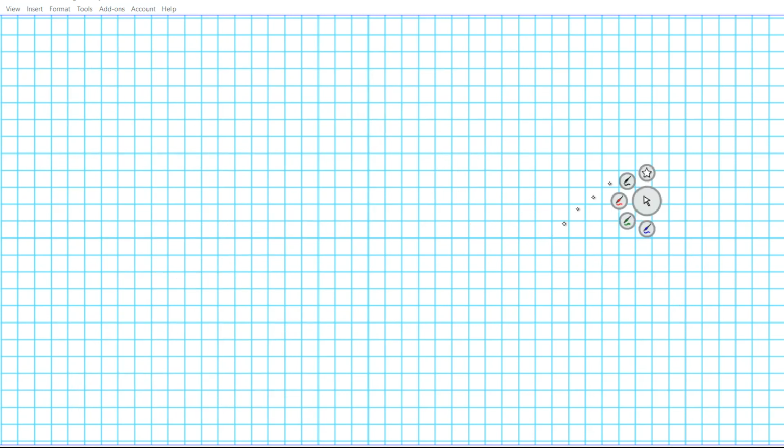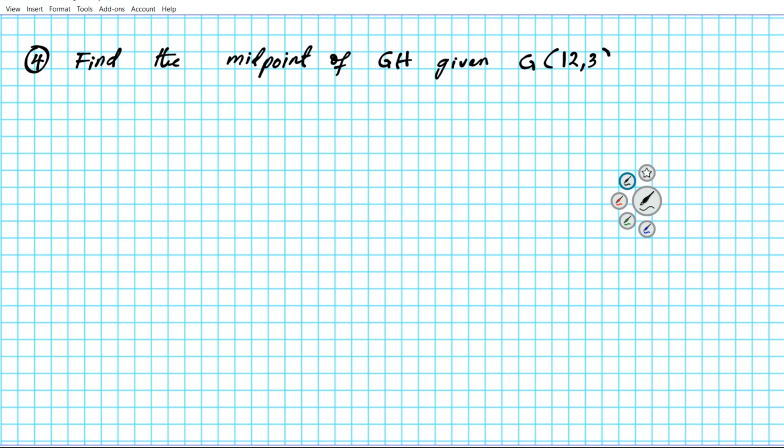All right, let's take a look at some examples on midpoint formula. So number 4, what if you're to find the midpoint of GH, given that G is 12, 3 and H is negative 10, 3.